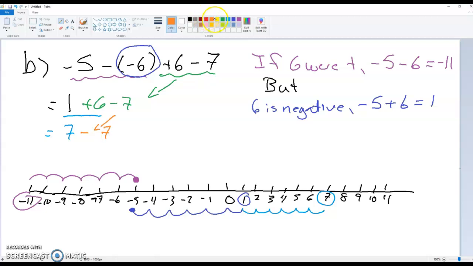So when I can do that in another color, there's my orange. I'm going to go -7, which is back 7. 1, 2, 3, 4, 5, 6, 7. And my final answer is a 0. So that's a way to do an annotated solution.